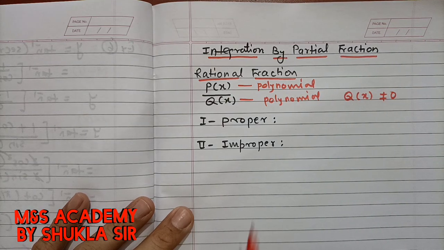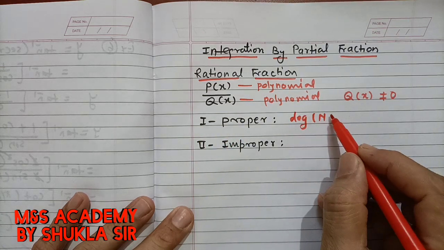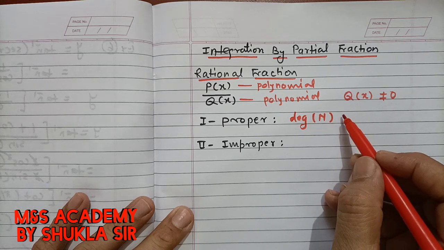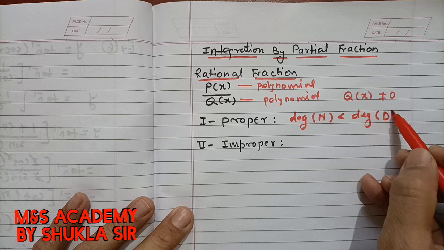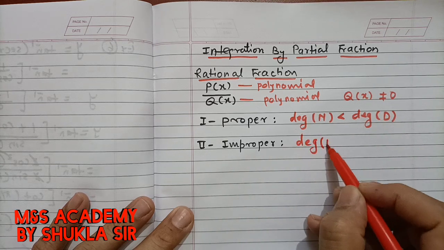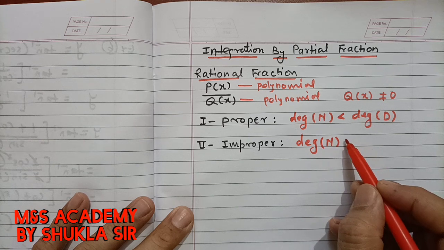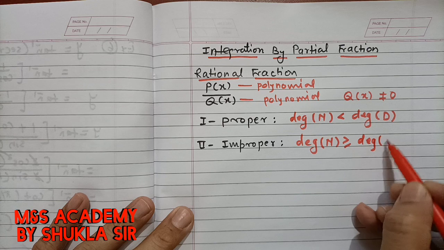So there are two types of rational function. First one is proper, where degree of numerator is strictly less than degree of denominator, and in the improper case, degree of numerator is greater than or equal to degree of denominator.